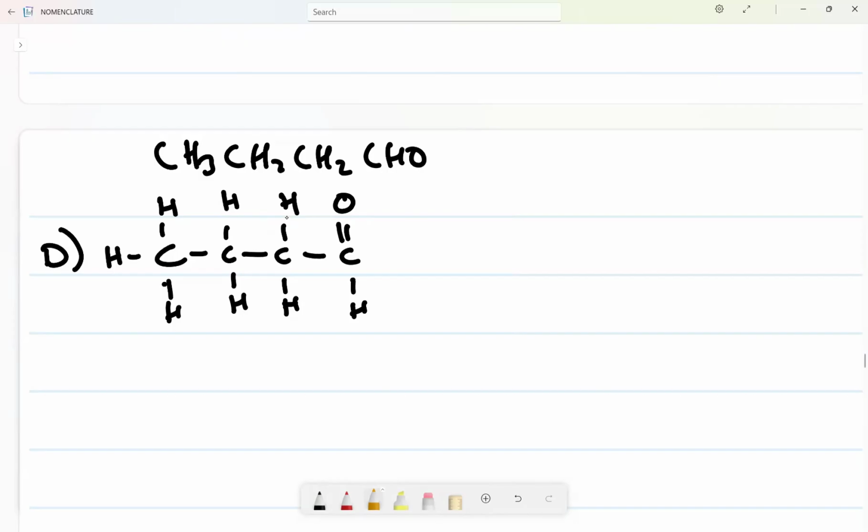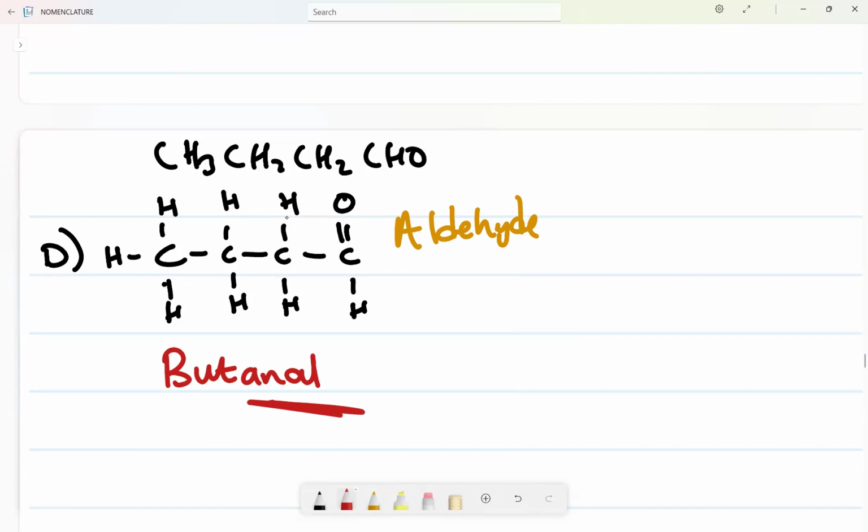Aldehyde. Why? Because now the double bond O is on the terminal carbon. So this is an aldehyde. But specifically, what name of aldehyde? 1, 2, 3, 4. The name is butanal. Remember the ending for aldehyde is -al. And I do not need to say the position, because it is always on position number 1.